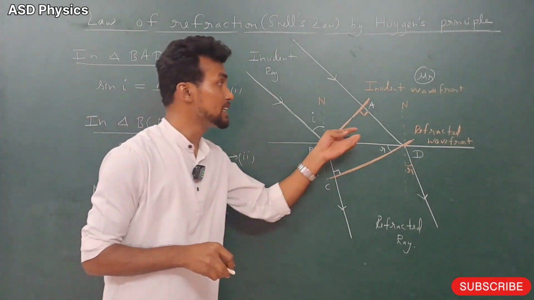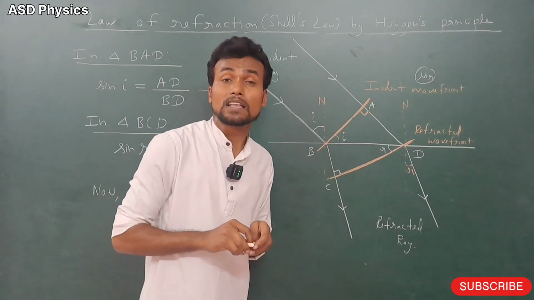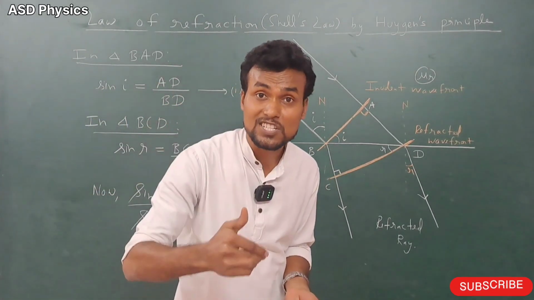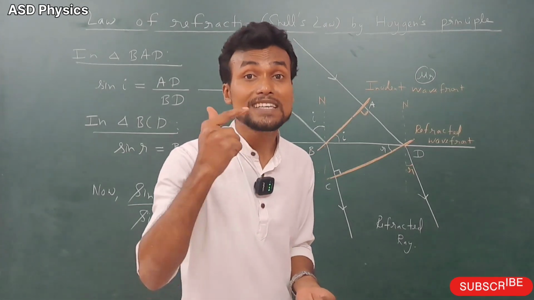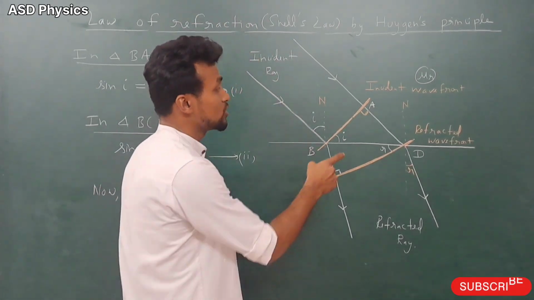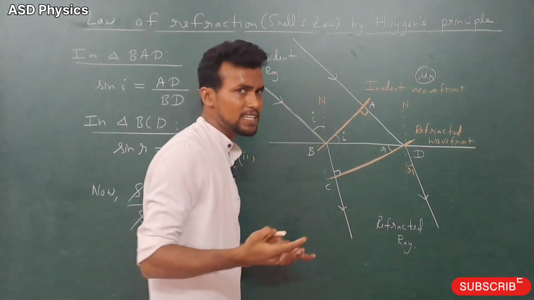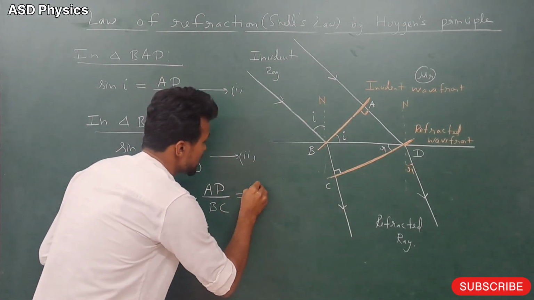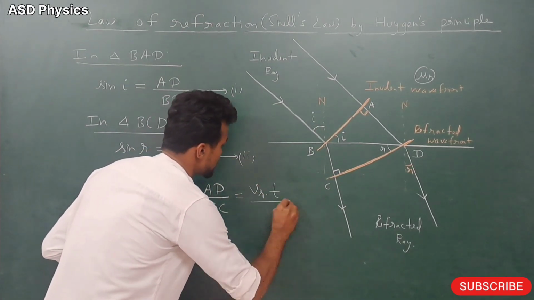AD is in which medium? AD is in the rarer medium. And we know very well AD is the distance. We know very well speed equals distance by time, so distance equals speed into time. Okay. So here speed is what? VR, and I have taken time T. So this will become VR into T.